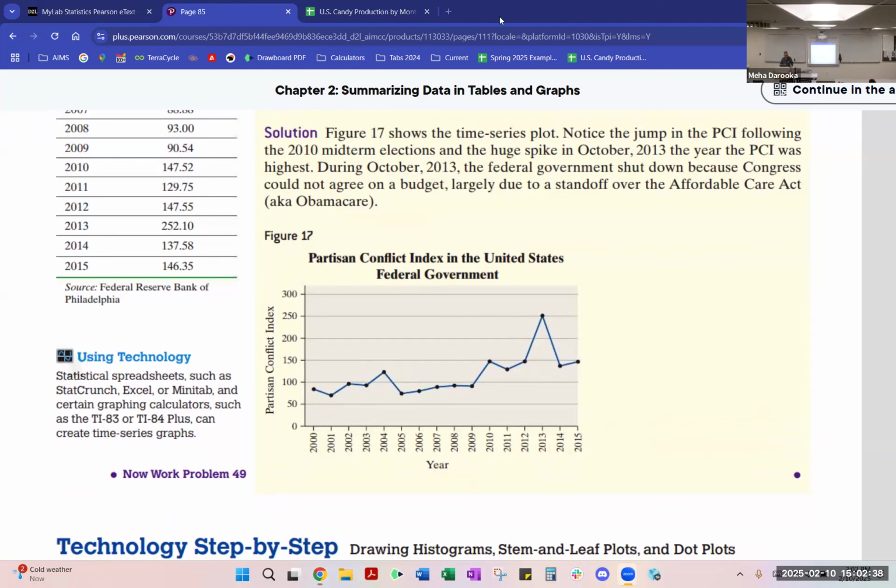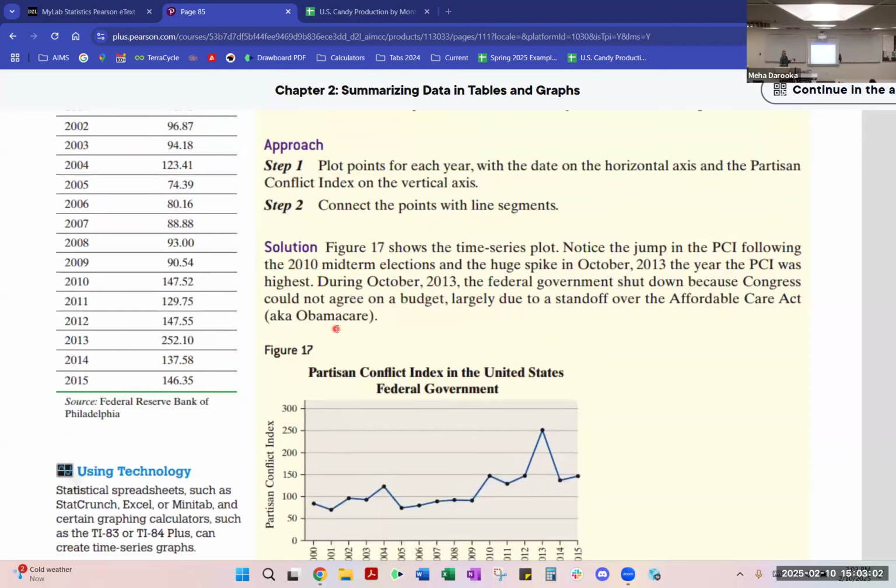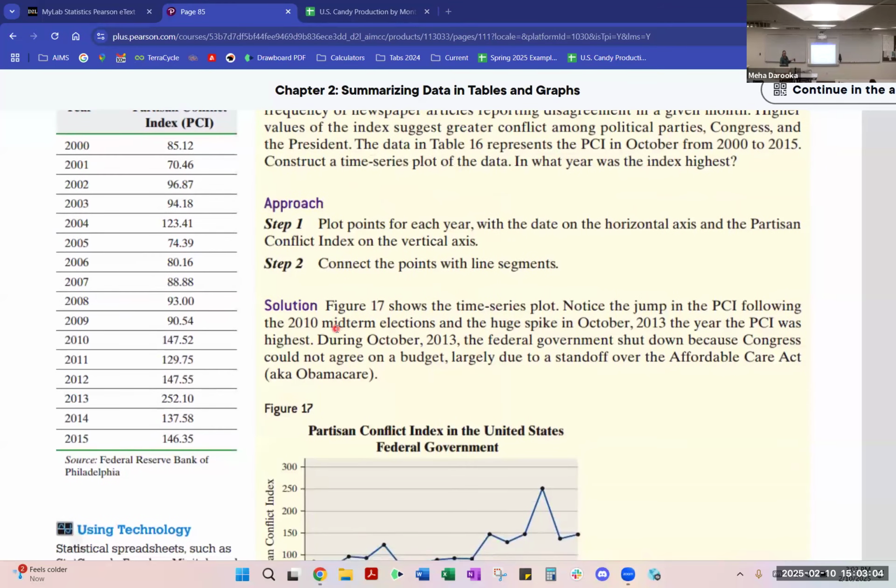Let me get my little pointer out. So you will see as we are going from 2000 to 2001, that index dropped, which means that there was less conflict among the politicians. But then from 2001 to 2002, we're seeing a little bit of growth there. It slightly dips from 2002 to 2003, but then there's another spike happening between 2003 and 2004. And of course, you've got the numerical values here.